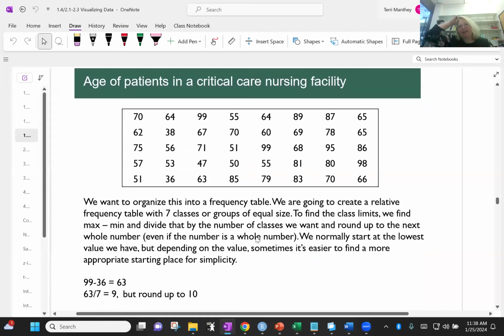Now I'm going to start talking about numeric data. When we're talking about numeric data, we have this group of data, and I don't want to make each number something because there's too many possible numbers. So there's a few things I could do to organize this data. I could sort it, and that would help a little bit. But I really want to see shapes and things like that.